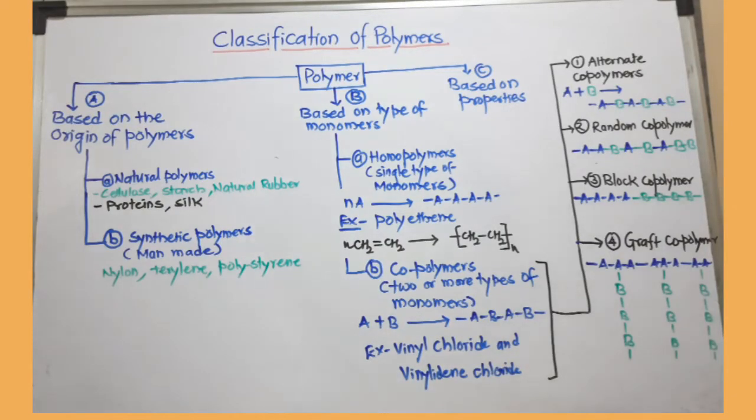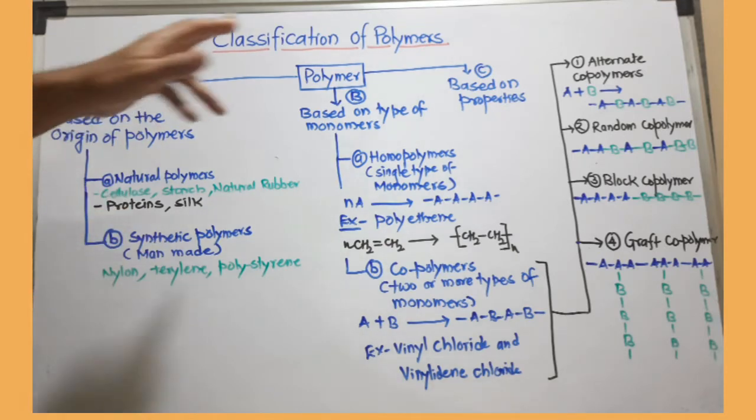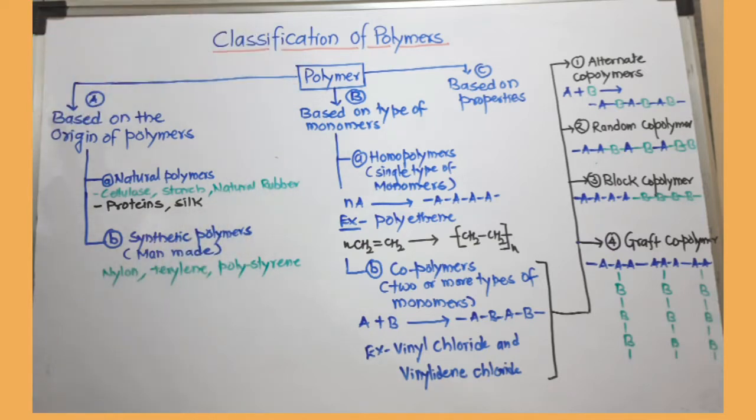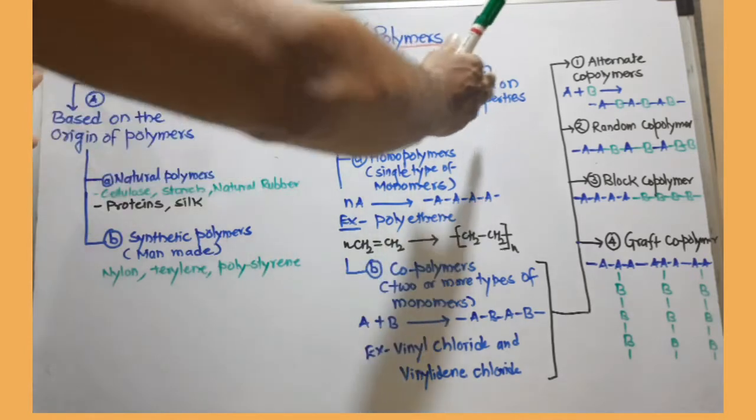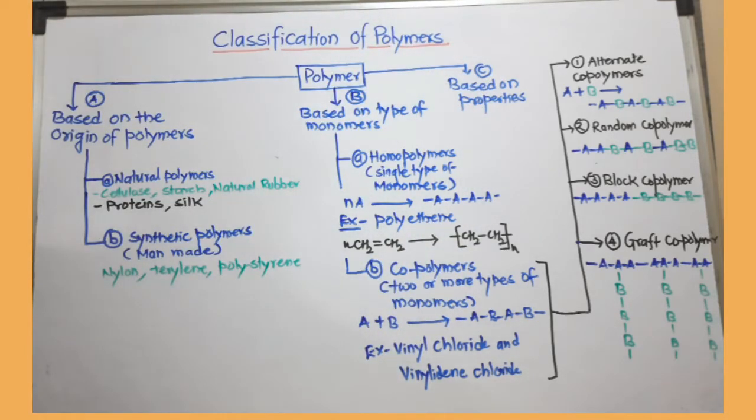Classification of polymers. In this second video, we are going to discuss classification of polymers, which is very simple. Actually, polymers are classified in three different ways. First is based on the origin of the polymers, from which the polymer is derived, from which the polymer is extracted. So there are two types of polymers.